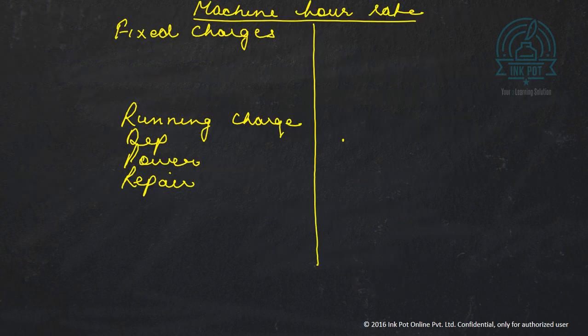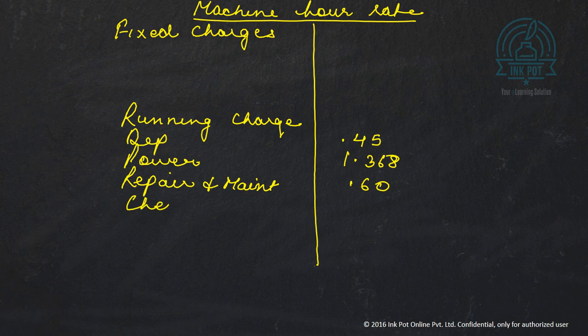Now, the fixed charges. So depreciation is 0.45, and power we have calculated as 1.368. Repairs and maintenance, I'm writing here, was 0.60, and we have chemical solution, which is also for repair only. The cost of chemical solution was 0.50. So these are our running charges.